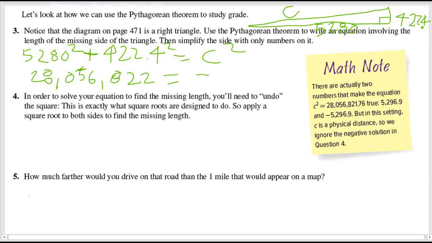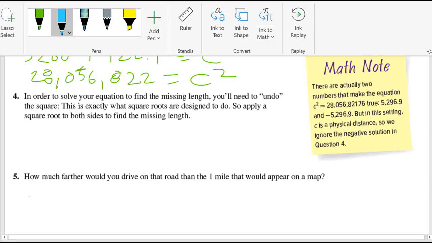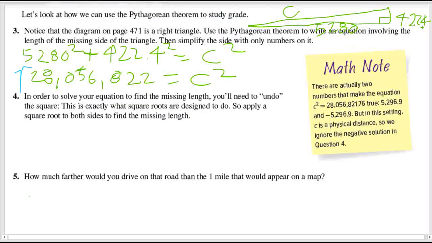That's all equal to c squared. If I want to find out what c is, I have to take the square root of that number. And in line with our equation solving, you notice I take the square root of both sides. So that tells me what c equals.